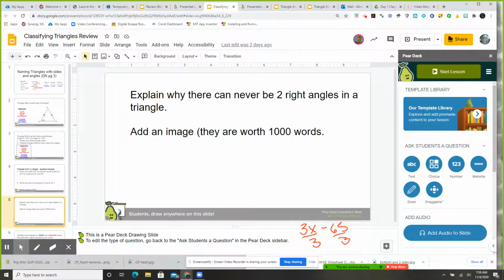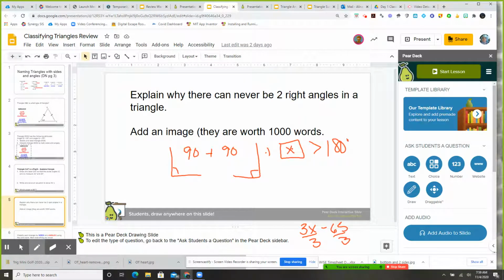solve these equations. Explain why there can never be two right angles in a triangle. So why can there not be two right angles in a triangle? Just unmute yourself and explain. Because then with the third angle added in, it'd be more than 180. So the triangle is 180. Exactly. 90 plus 90 plus any other angle is going to be more than 180.